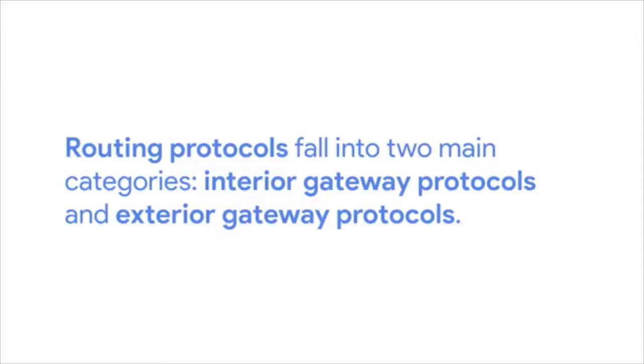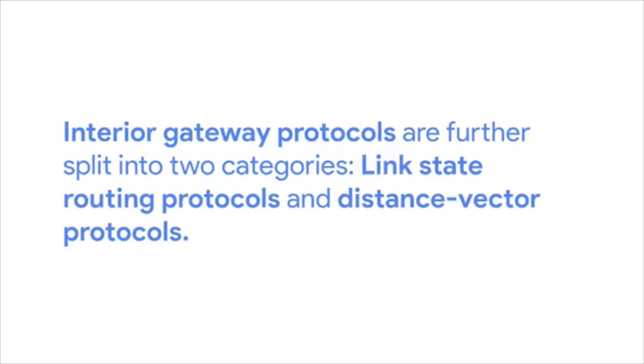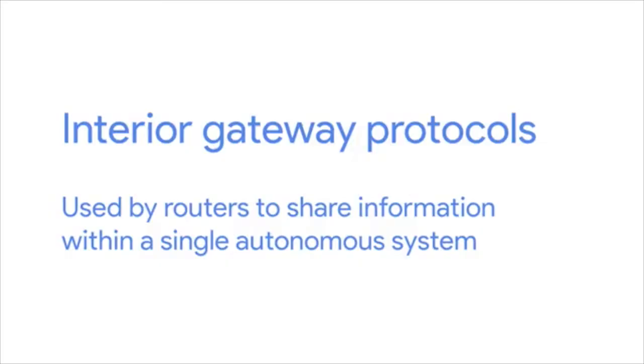Routing protocols fall into two main categories: interior gateway protocols and exterior gateway protocols. Interior gateway protocols are further split into two categories: link state routing protocols and distance vector protocols. In this video, we'll cover the basics of interior gateway protocols. Interior gateway protocols are used by routers to share information within a single autonomous system.